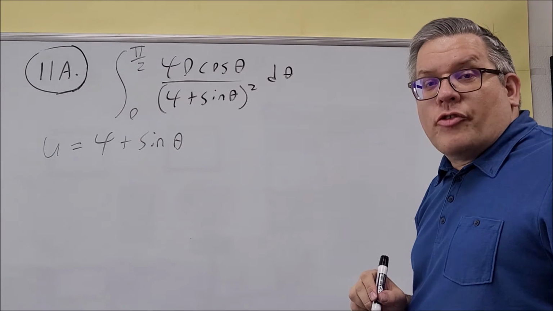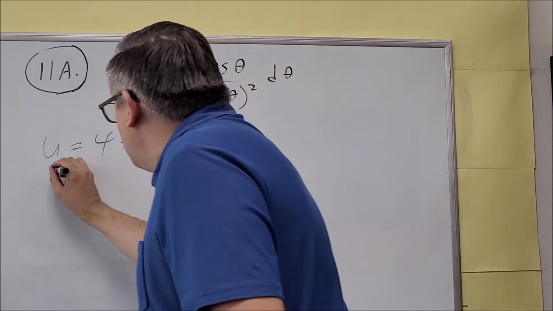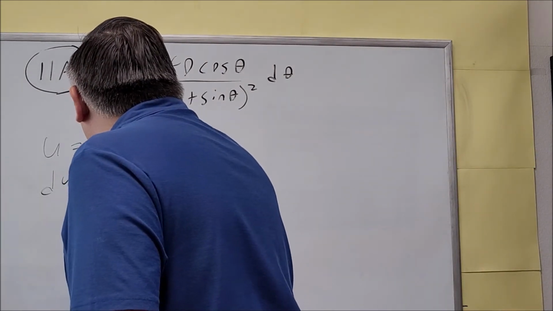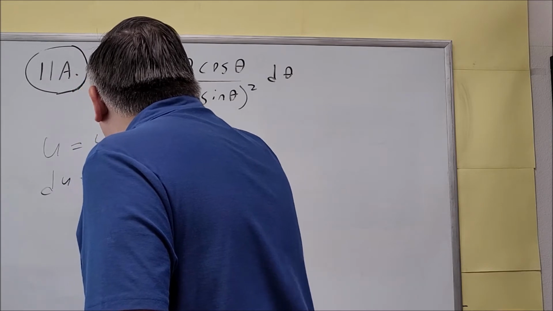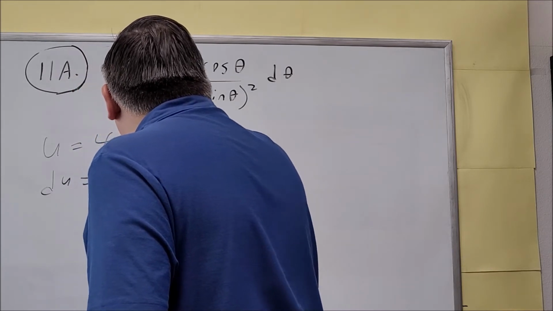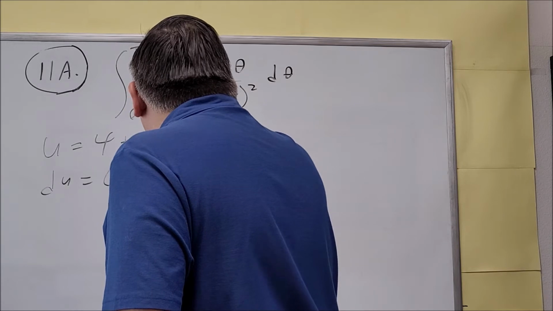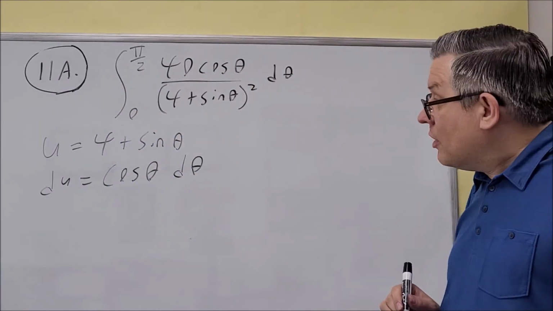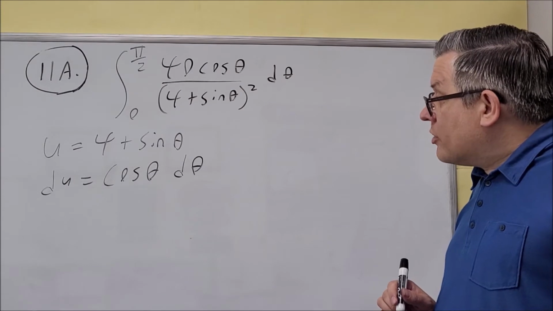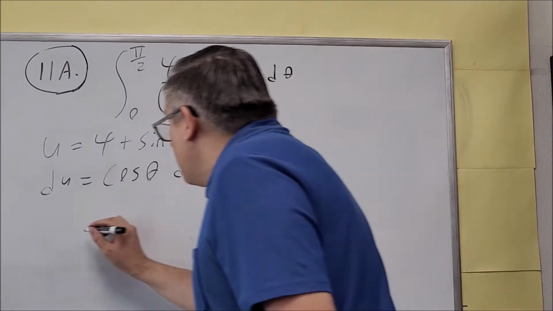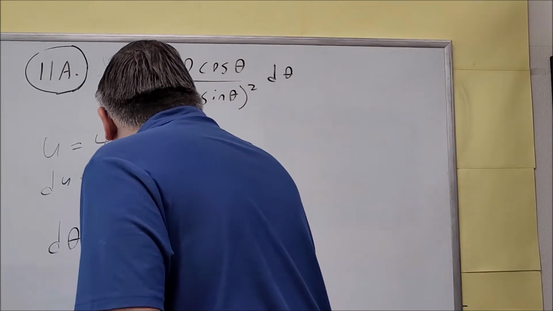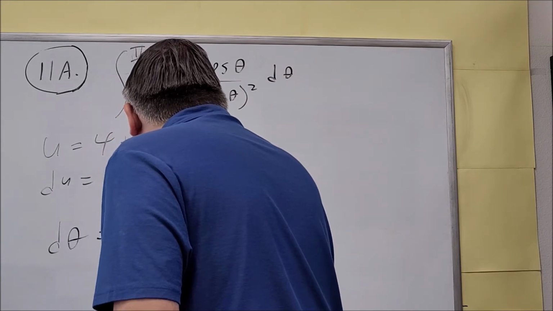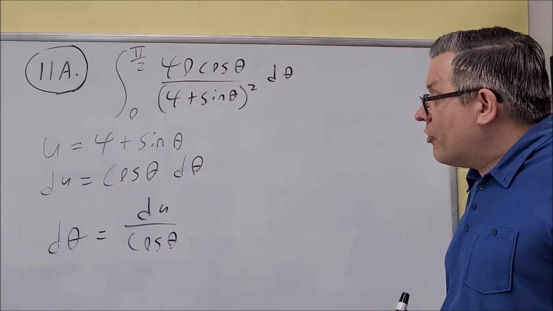Now we're going to take the derivative of both sides of that. I get derivative of sine is just cosine, so cosine theta, and don't forget about the d theta on that side. Okay, so it's positive cosine there. Next we're going to solve for d theta. So d theta is equal to du over cosine theta.